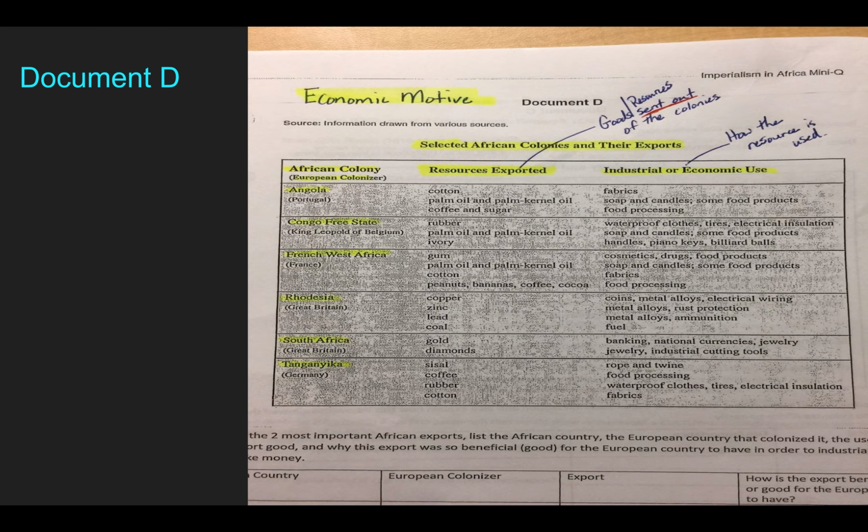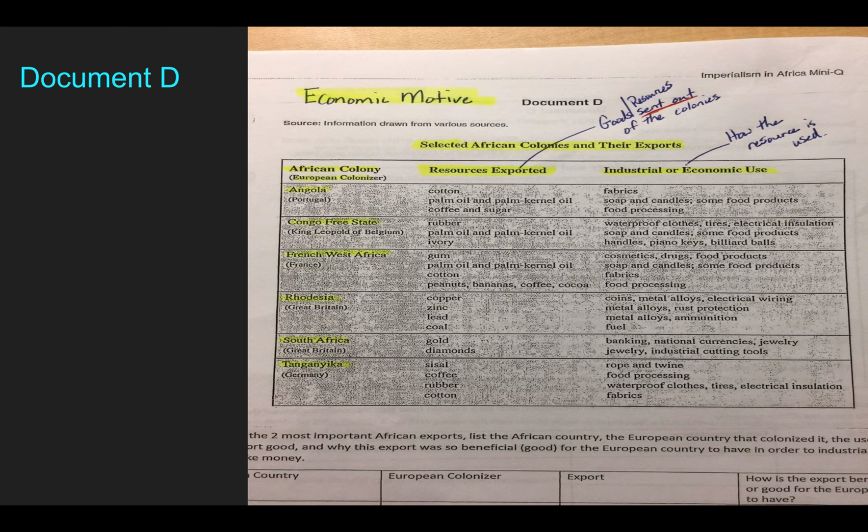And then what I need you to do as always is take a look at the title of the chart, which is Selected African Colonies and Their Exports. So go ahead and highlight that. And then I want you all to take a look at the titles within the chart. The chart has three columns. Starting on the left-hand side, it's titled African Colony, and then, of course, the European colonizer, which is underneath it. So, for example, Angola is the name of the African country, and Portugal controls or colonized Angola. So, that's how you read the left hand side of that chart.